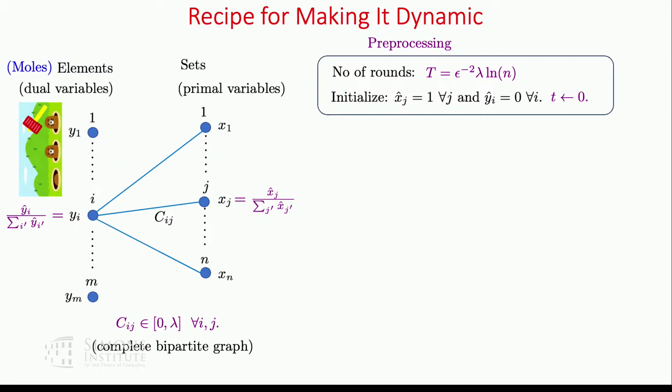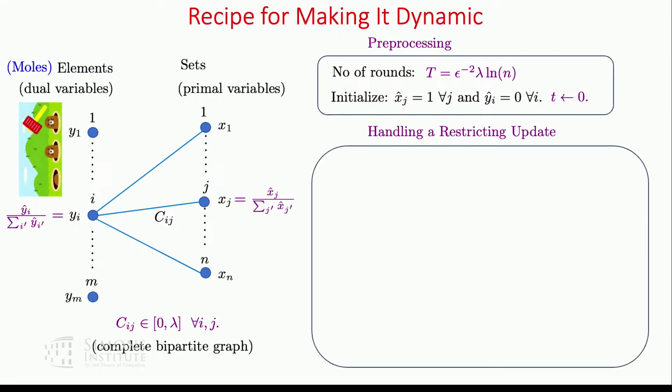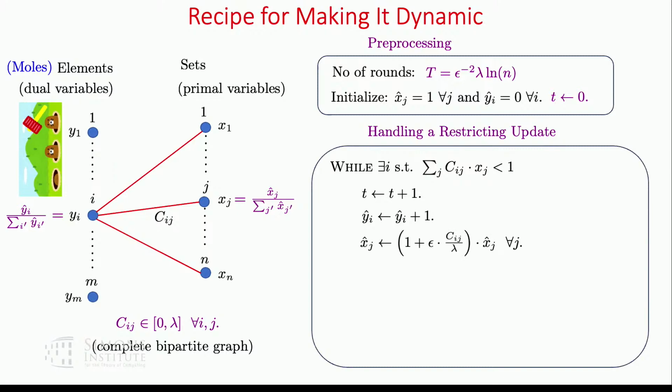Now, at some point in time, a restricting update comes. What might happen? Maybe there is some new constraint that is violated, which was not violated before. So we will just happily go along and implement the next round. So in the next round, we are just supposed to increment the dual weight by 1. Did this. We multiplicatively update the weights of the sets.